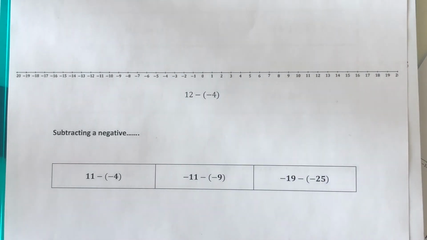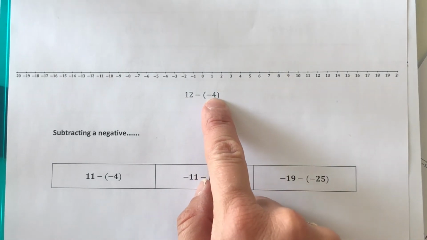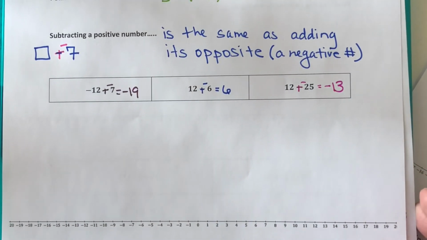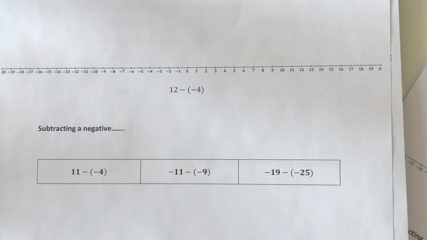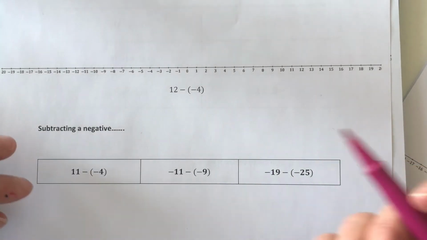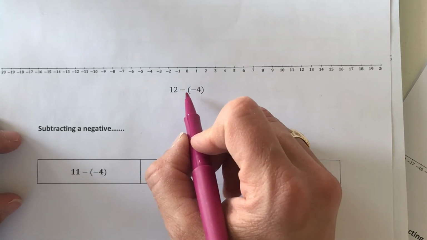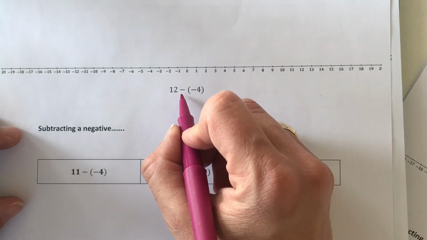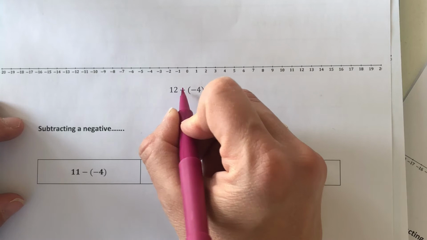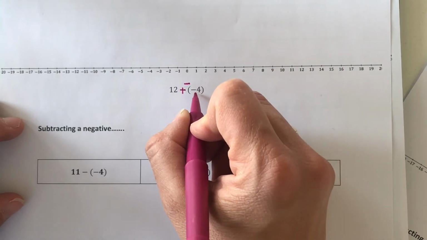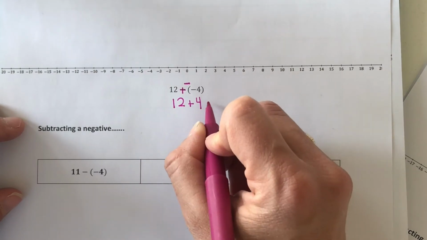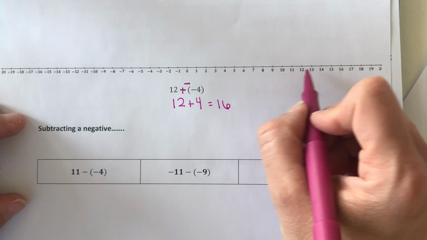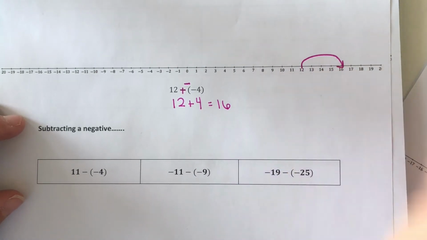All right, now our final type of question is when we are subtracting a negative number. Recall that we just said that subtracting a positive number is the same as adding its opposite, which would be a negative. So let's go for a second off this idea that subtracting a number is the same as adding its opposite. Here we have 12 minus negative 4. If we think about subtraction as adding the opposite, this is 12 plus the opposite of negative 4. The opposite of negative 4 is 4, so that is the same as 12 plus 4, which is 16. The end result is that we moved to the right 4 places on the number line, which is the move that addition makes.